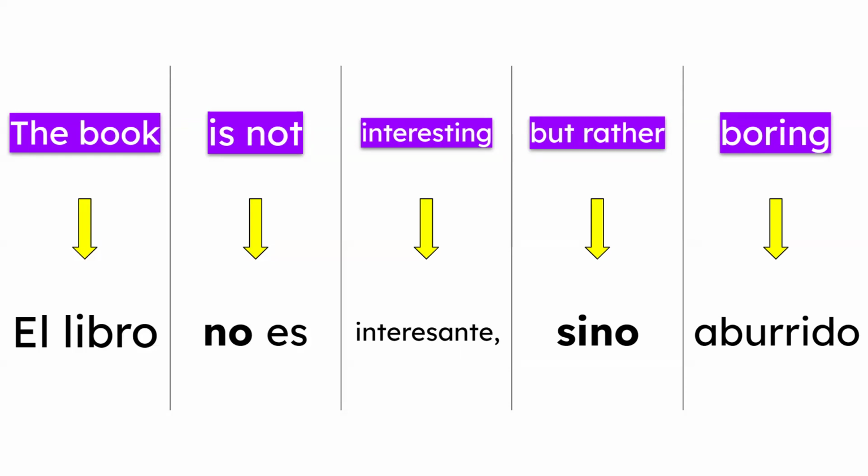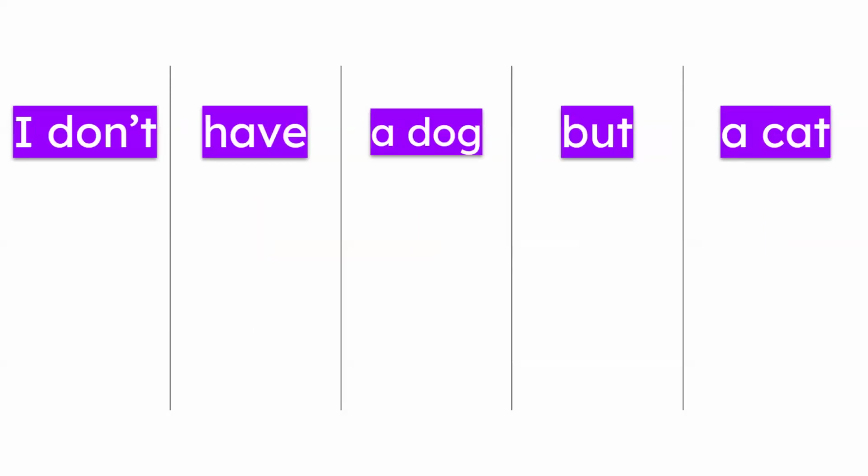Muy bien, muy bien. Excelente, excelente. Siguiente. I don't have a dog, but a cat. I like dogs better, so that's why, or I mean, in this case, it's the opposite for this person, the one who is saying this. I don't have a dog, but a cat.